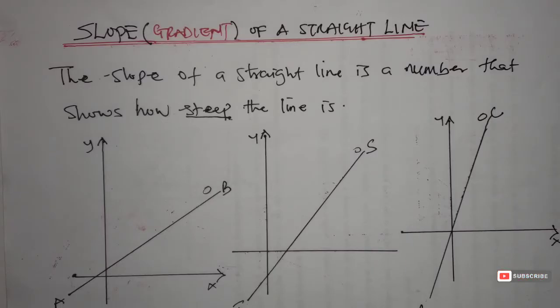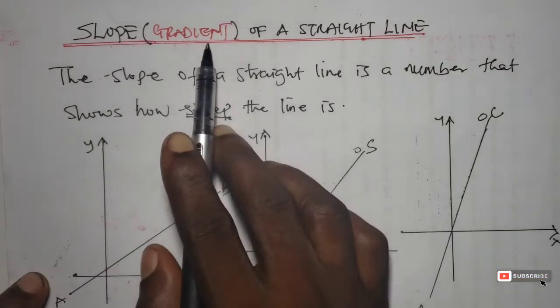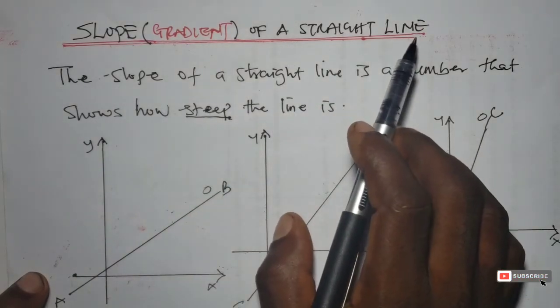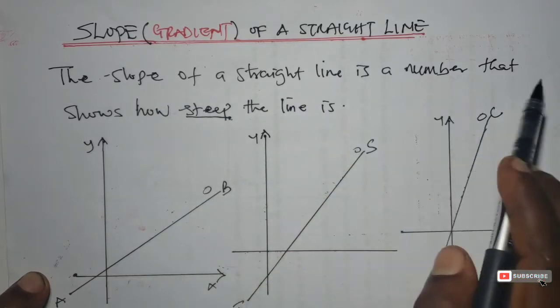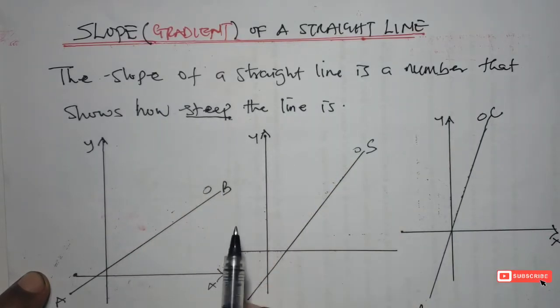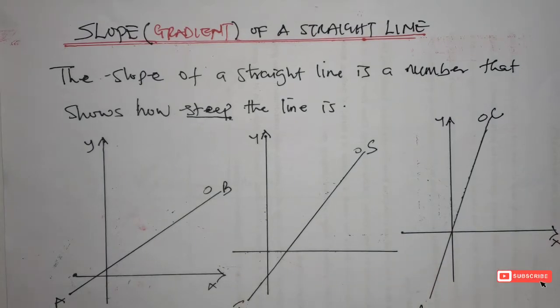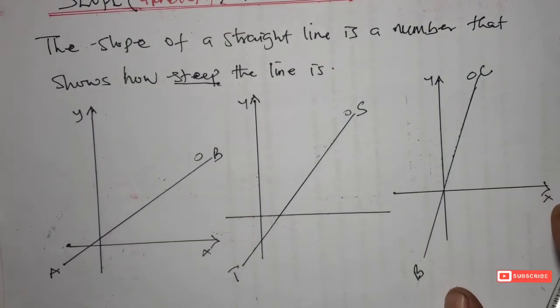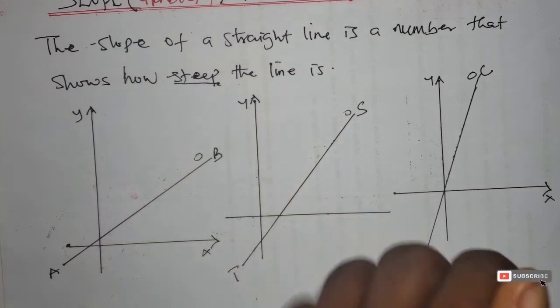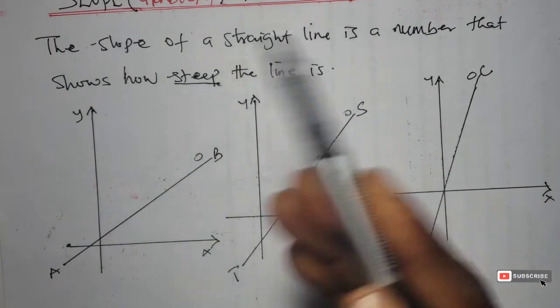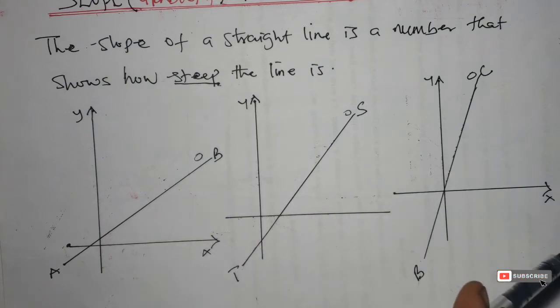Welcome to today's lecture. Our topic for today is slope or gradient of a straight line. The slope of a straight line is a number that shows how steep the line is. So if you look at these three lines, the word steep simply means how sharply a line either rises or falls.